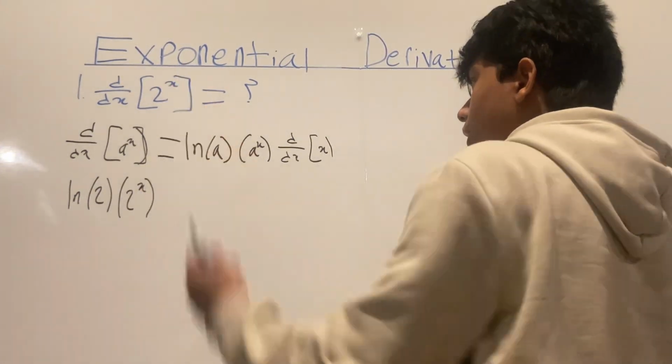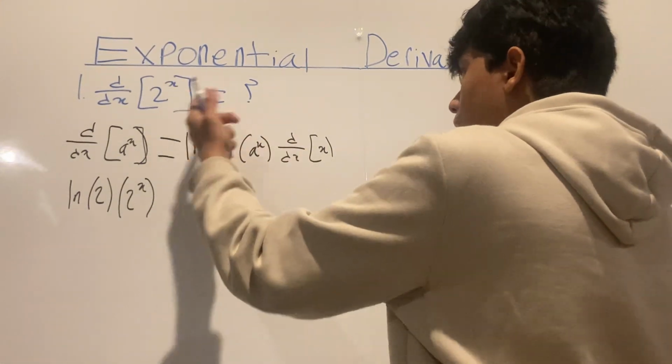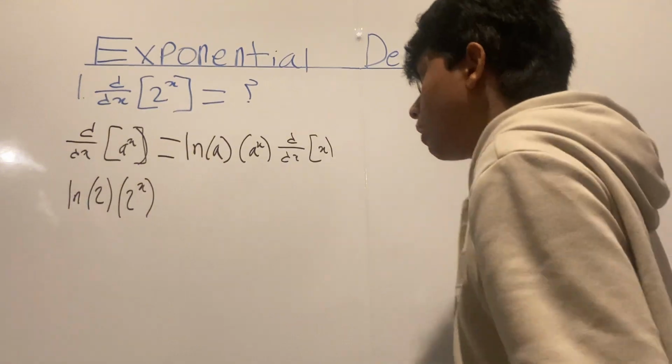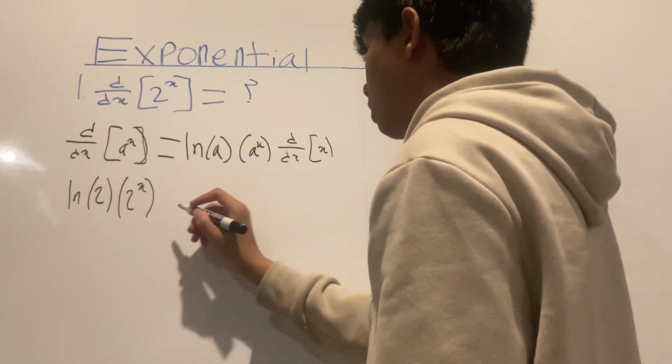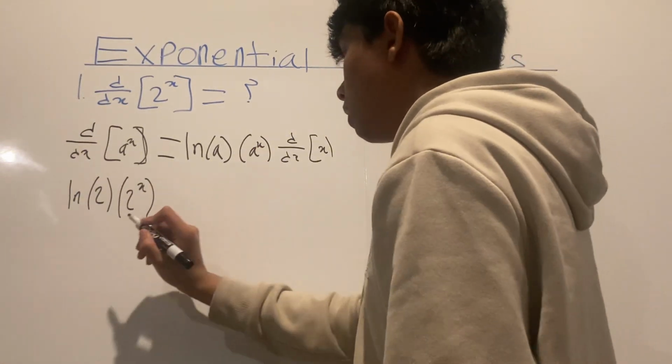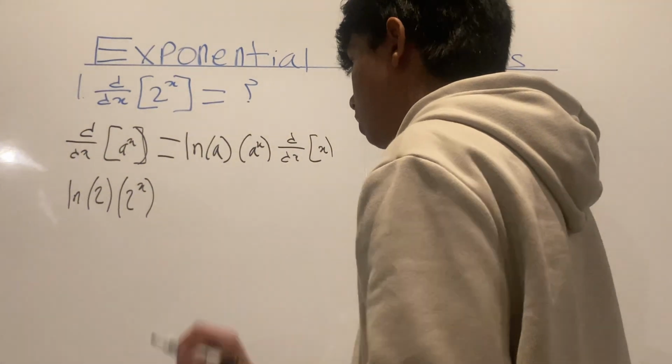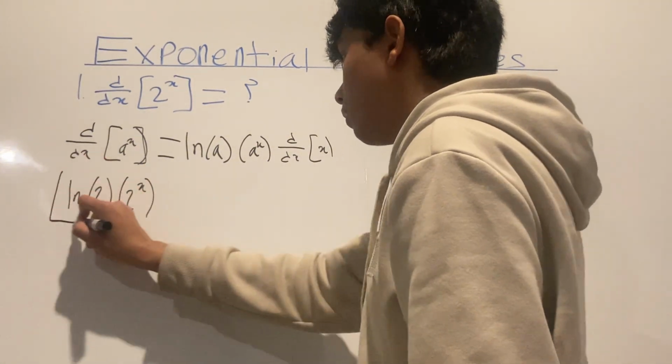And now the derivative of x in this case is just 1, because x is just x, and since that's just to the power 1, we just have 1. So multiplying by 1 doesn't mean anything. So this is our final answer. So we can just box this in.